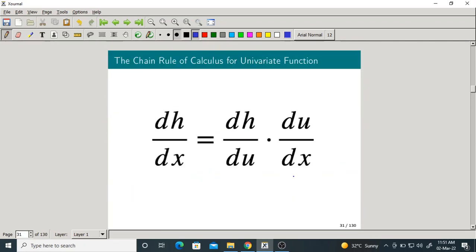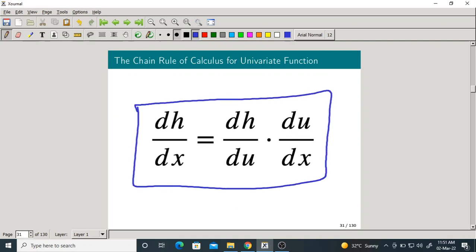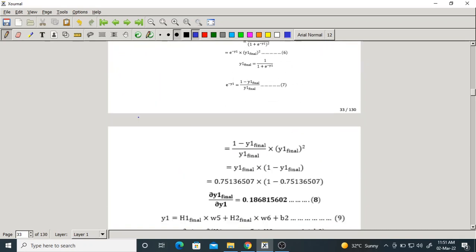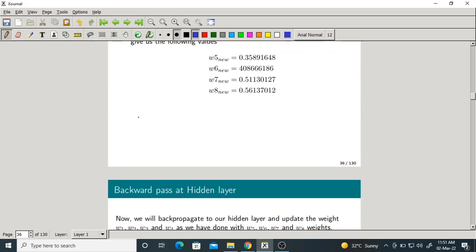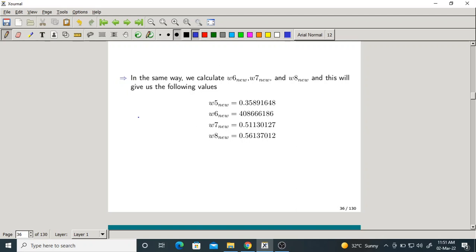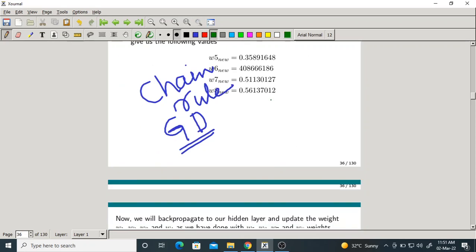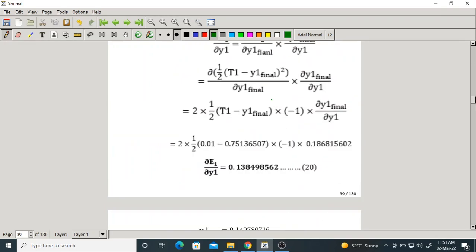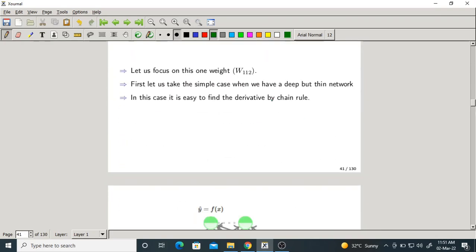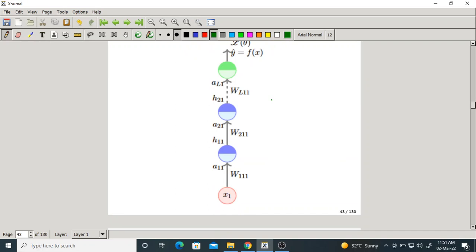This is the chain rule for the univariate function. Now, this is the problem of chain rule, and we are using the gradient descent algorithm. But in this we are using the chain rule to update or to gauge the weights at each node. This is how we do back propagation.